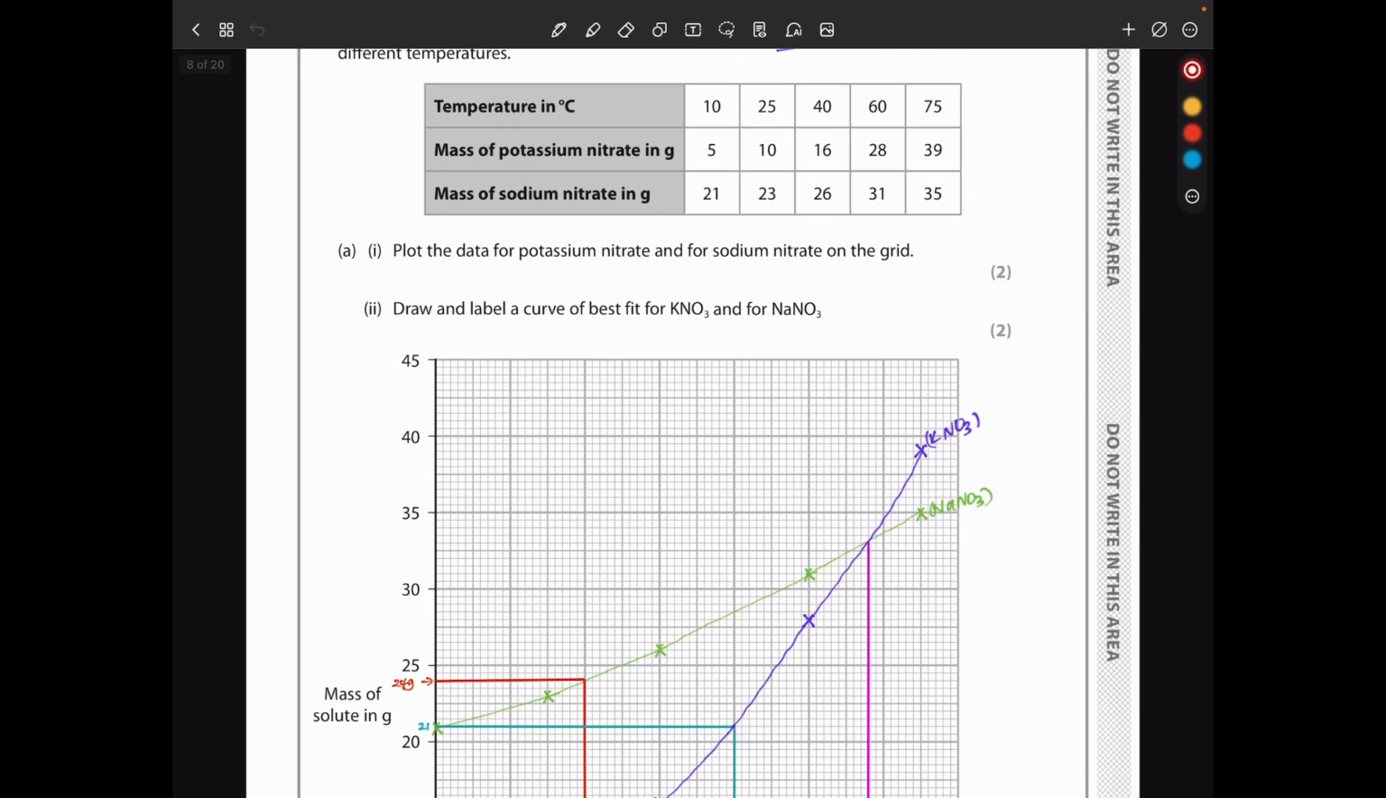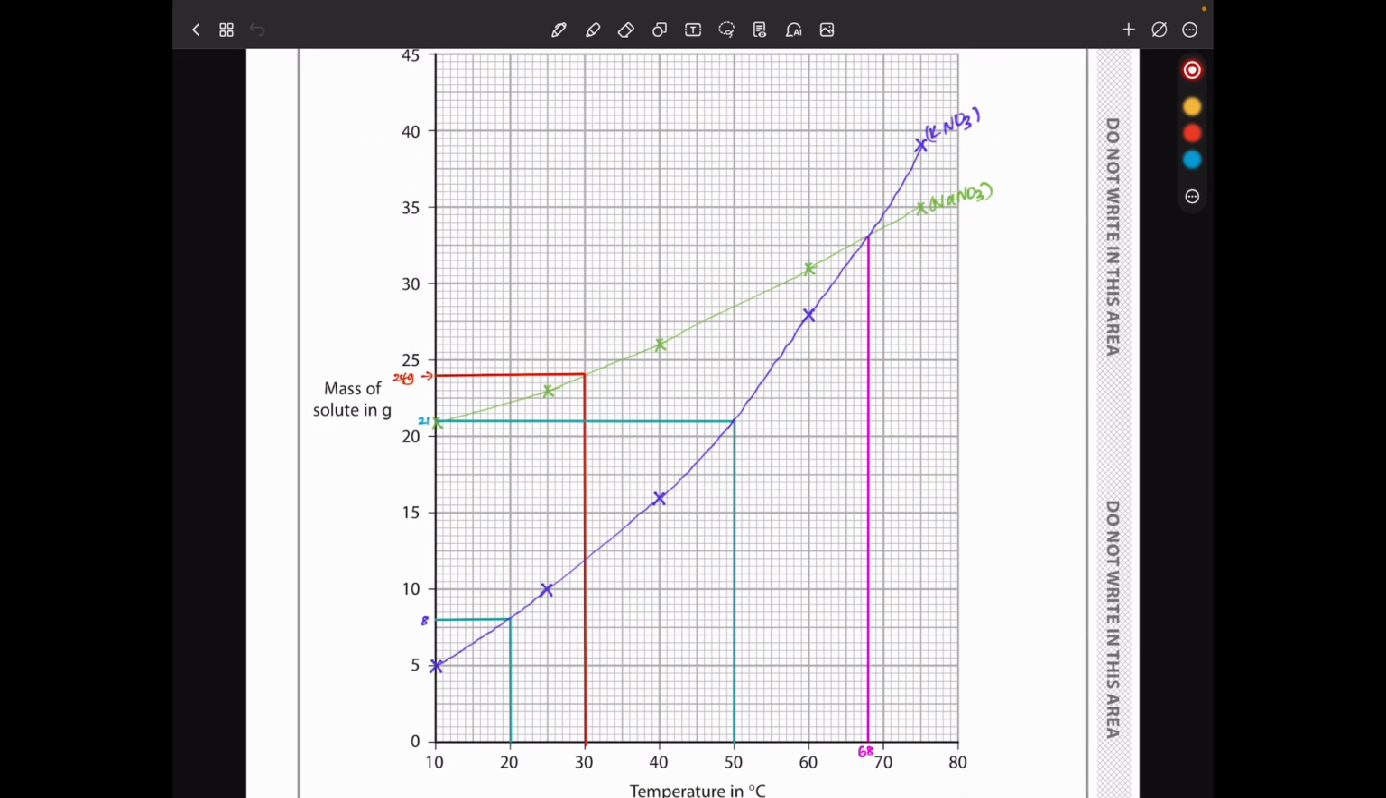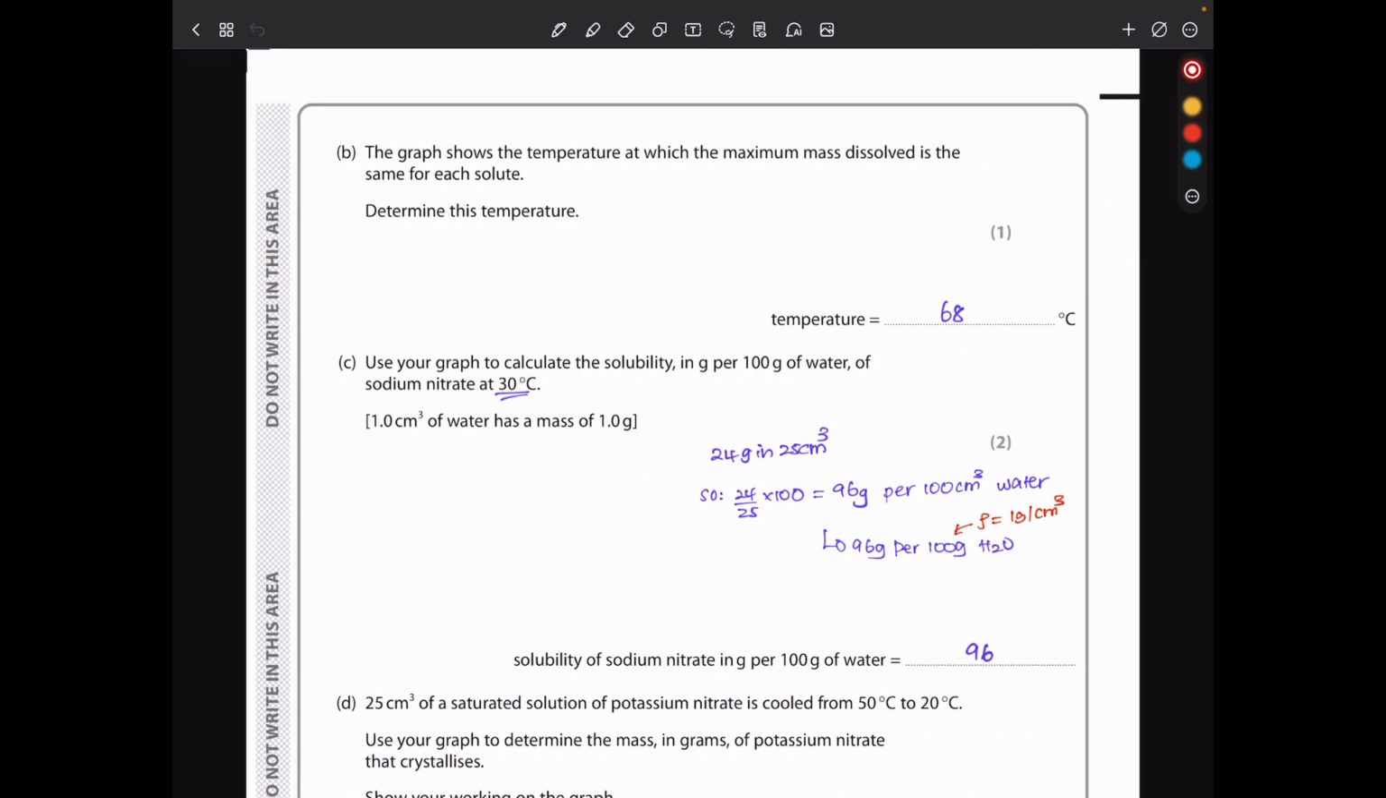And then the next part they said draw and label a curve of best fit through potassium nitrate and sodium nitrate. In this case, because I was working with an iPad, my curves are not that smooth, but I tried my best. So this is for potassium nitrate and that is for sodium nitrate. The graph shows the temperature at which the maximum mass dissolved is the same for each solute.